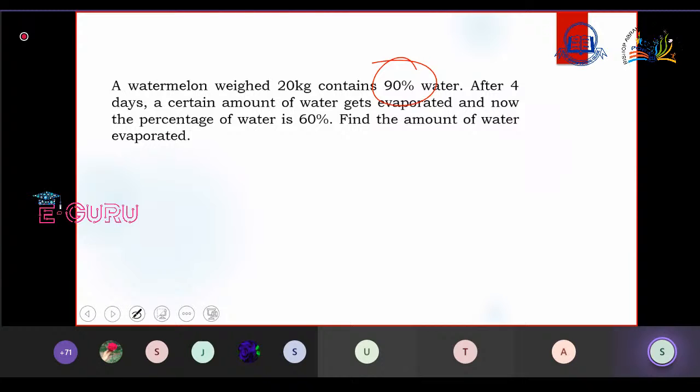So here, a watermelon weighing 20 kg contains 90% water, means the liquid or water content is 90% of this 20. That is 18 liters, right?